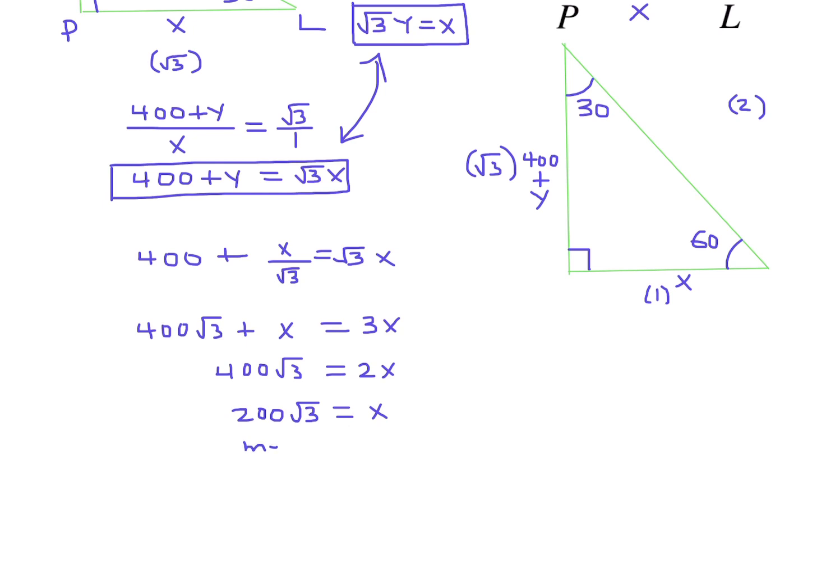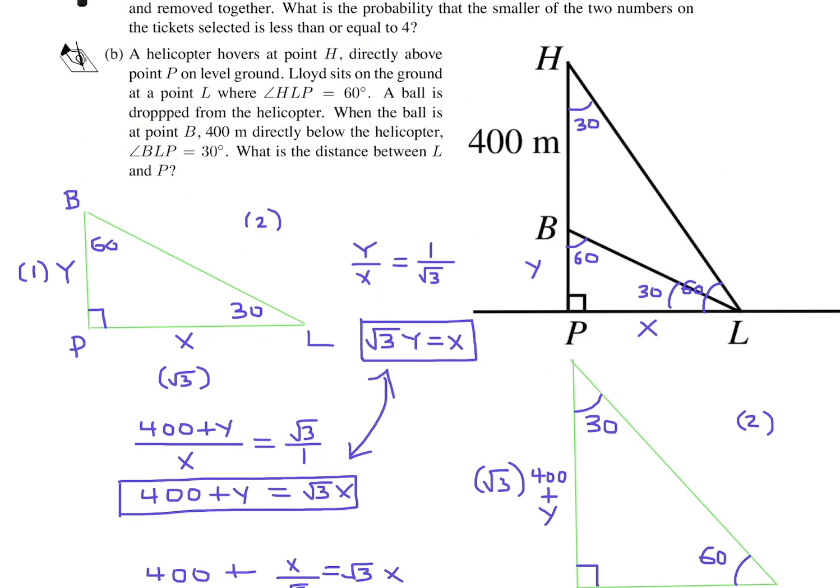And just to be complete, this is in meters. So there you go. There's your answer. 200 root 3 is equal to x. And x represents the distance from L to P.